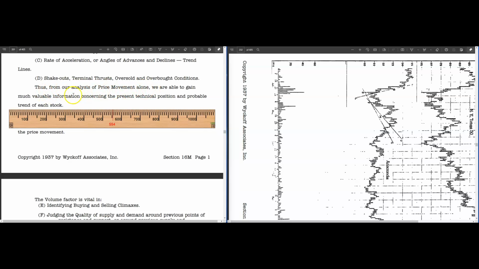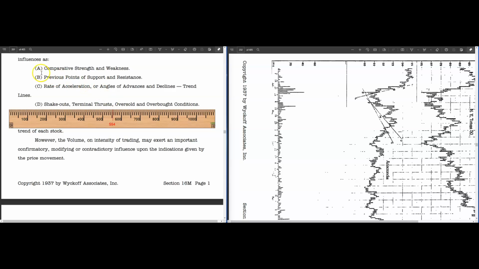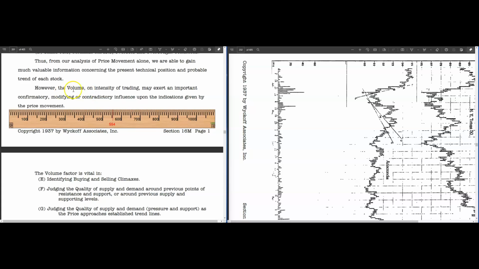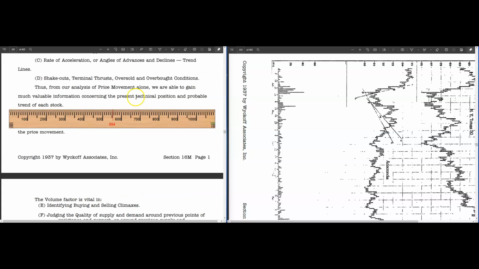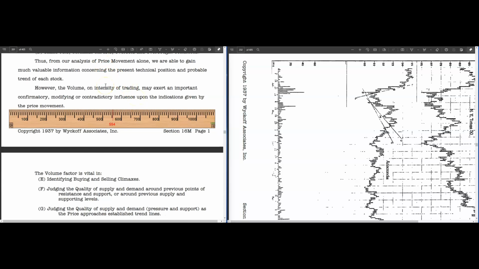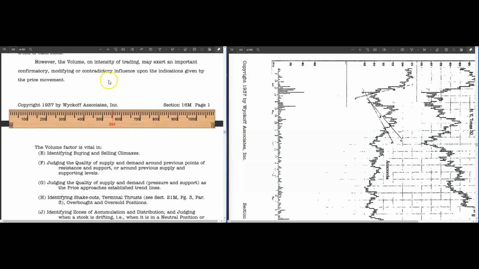Thus, from our analysis of price, we are able to gain much valuable information concerning the present technical position and probable trend of each stock, or each futures market, or each crypto market, or each forex market. These four things are what we will be tracking in each market that we will be tracking. Got it? Now, volume or intensity of trading, that's the second thing. One is price, and we went over the price factors. Now take a look at volume. It is a confirming, modifying, or conflicting, contradictory influence to price.